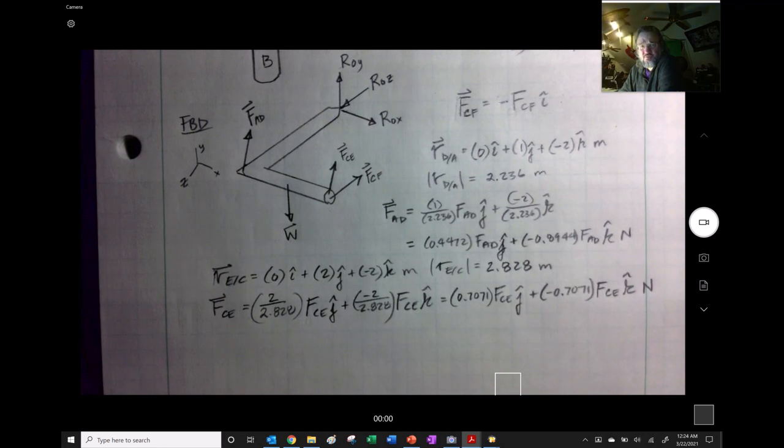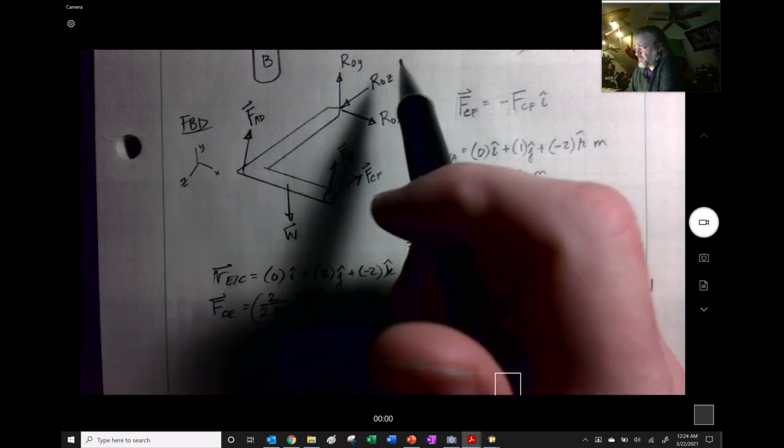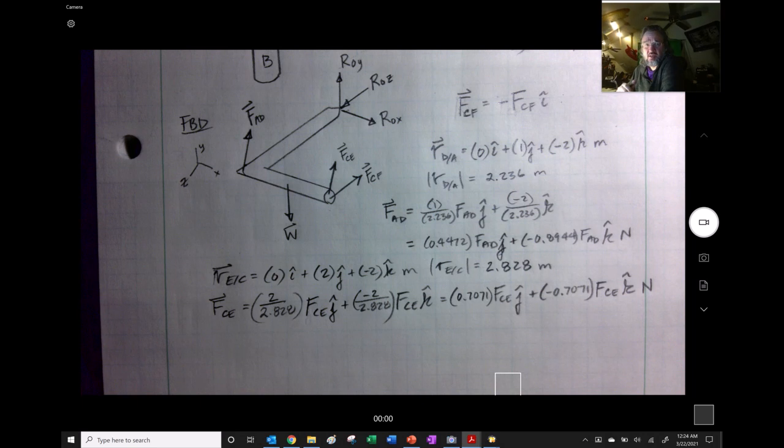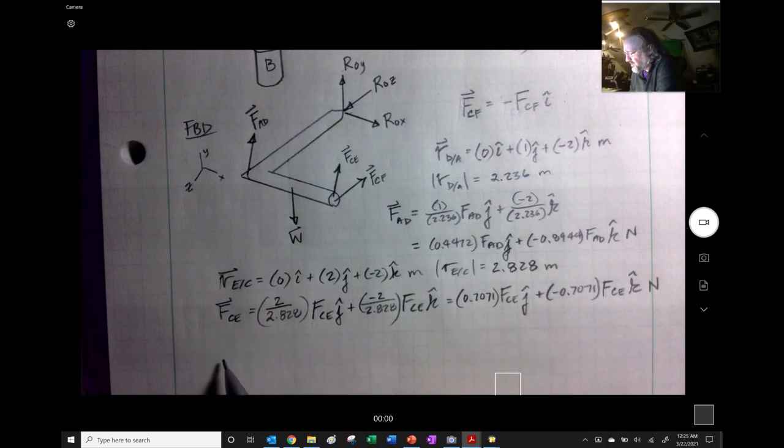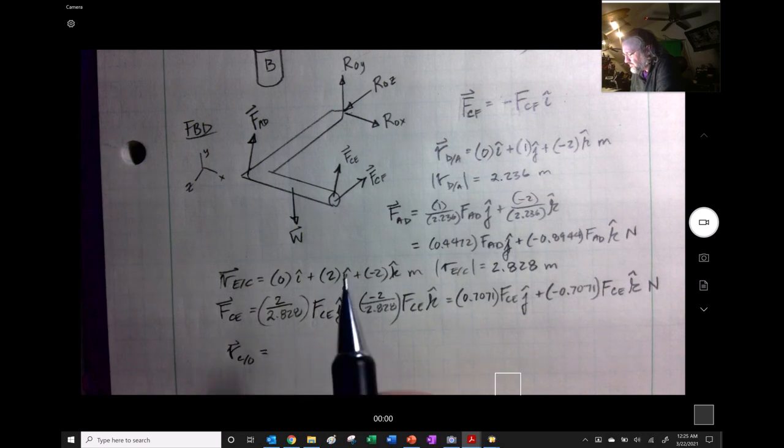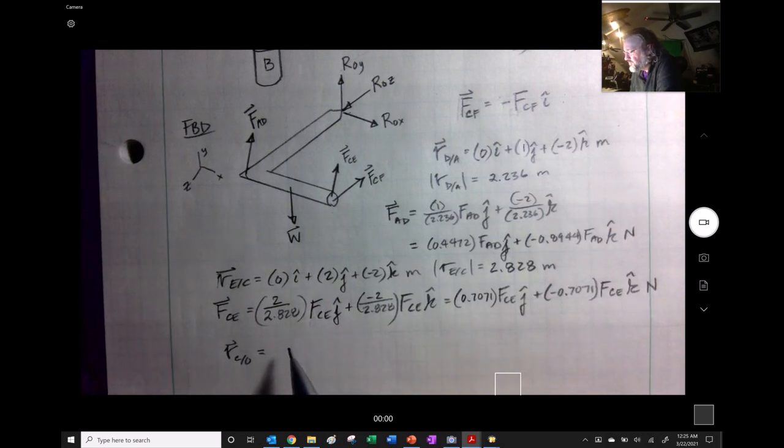Yeah, there's actually quite a few of these, right? We're going to take the moments about O. That's kind of like understood. But let's see what our position vectors are going to be. There's quite a few of them to write out. So we're going to have C with respect to O. And that's going to be, that's not too bad.